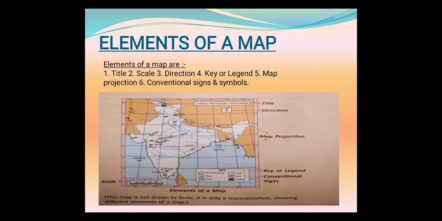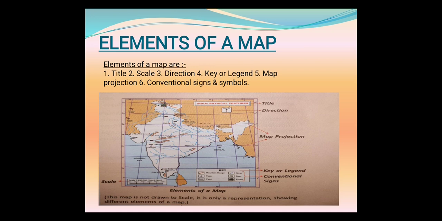Now let us learn about the different elements of a map. There are 6 elements in the chapter. Those are title, scale, direction, key or legend, map projection, conventional signs and symbols. What is title? Title indicates the subject of the map. For example, India physical feature or India political.